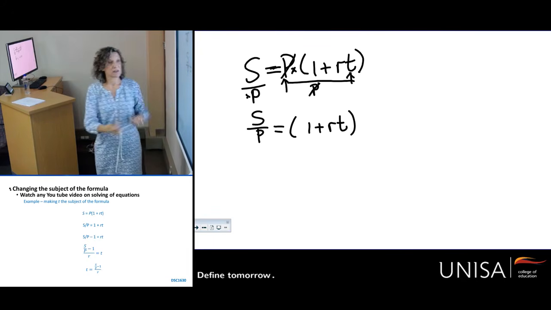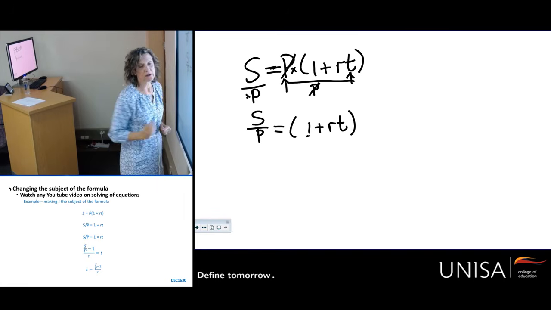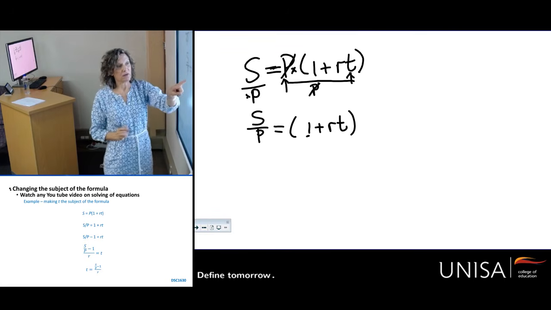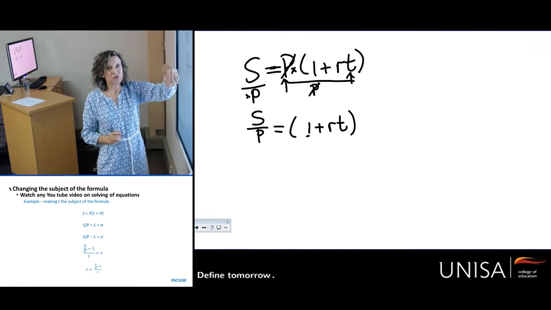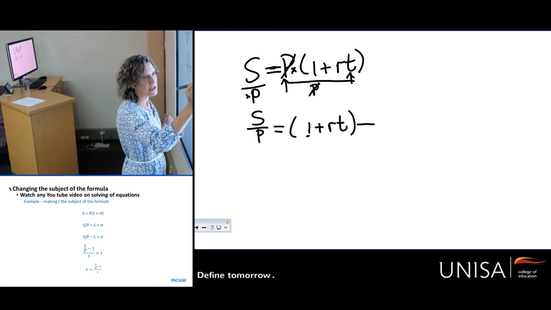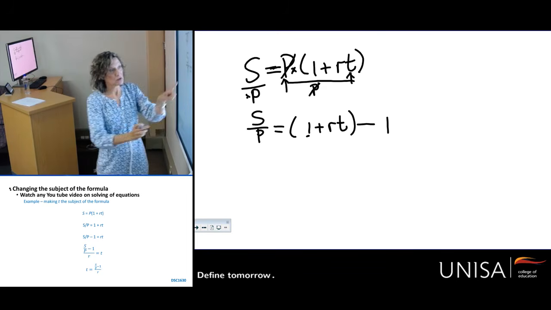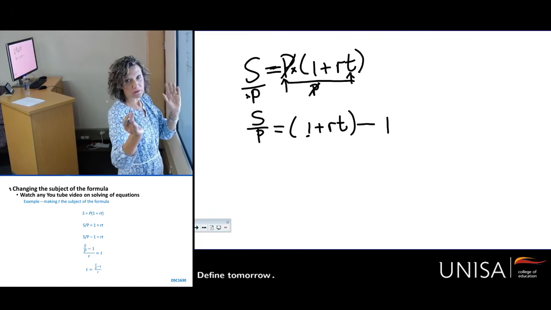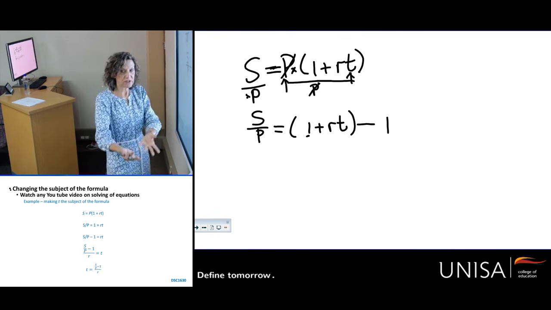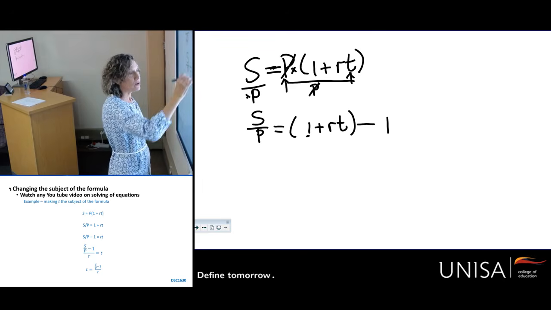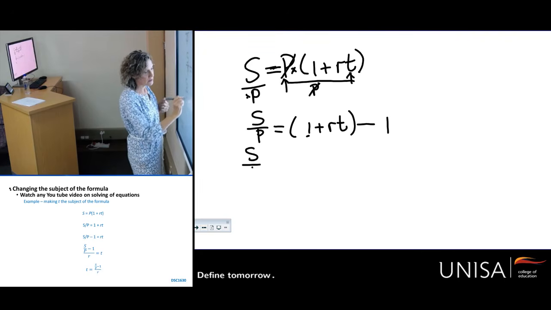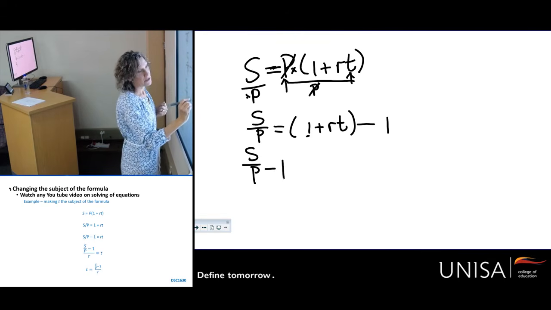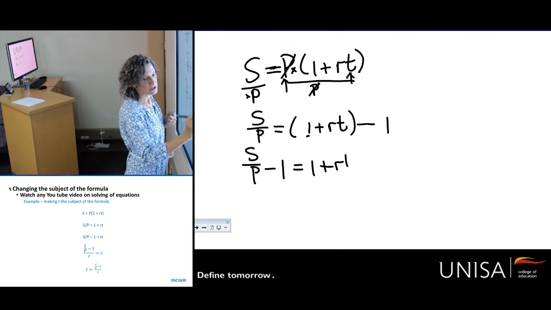Right, next step is we'll take that 1 away. It's a positive 1, so what would I do to get it away? I will subtract it on that side. I will say minus 1, because 1 minus 1 falls away. I always do the opposite to get it away. So 1 minus 1 gives you 0. But again, you need to do it on the other side as well. S/P minus 1 is equal to 1 plus RT minus 1.